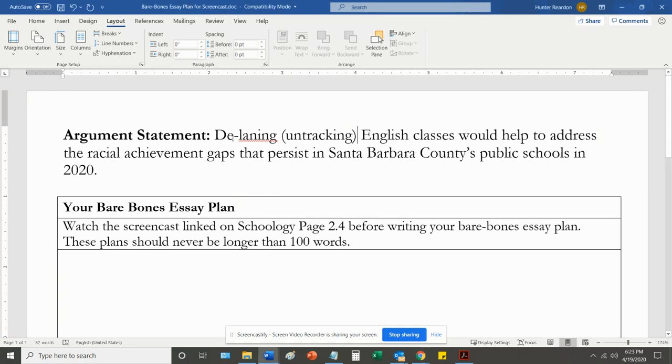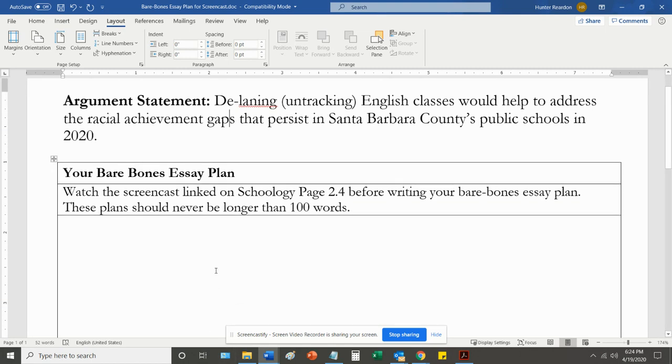So this is one of the example topics that was in your handout. Delaning or untracking English classes would help to address the racial achievement gaps that persist in Santa Barbara County's public schools in 2020. So if I'm running with that argument statement for my paper, which might change, I would need to put together a plan that would allow me to make that argument. And you can't just start making that argument immediately in a longer research paper, right? You have to set up for that argument.